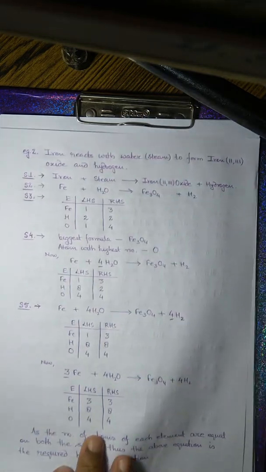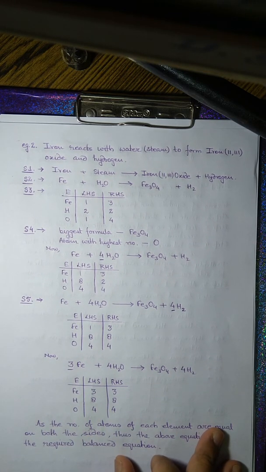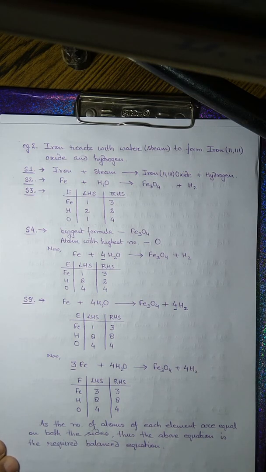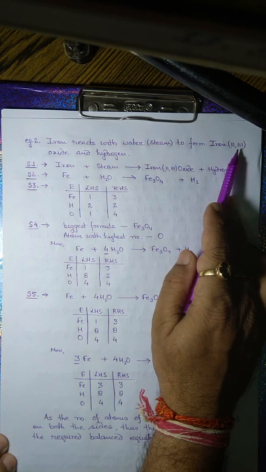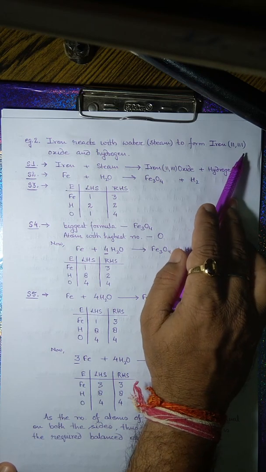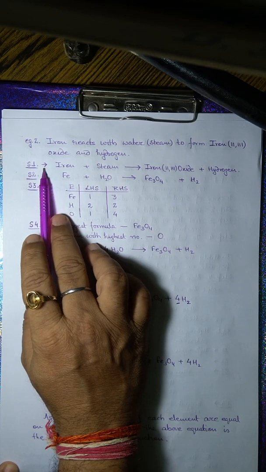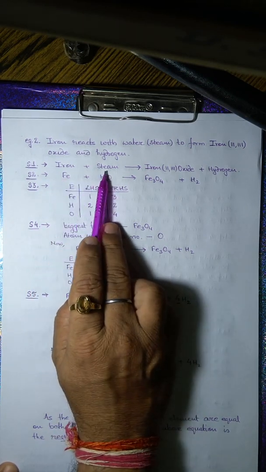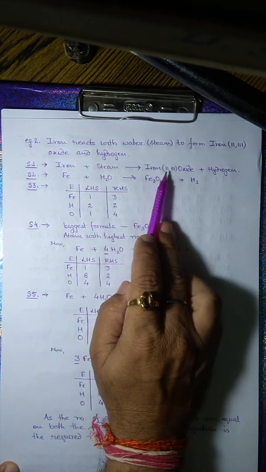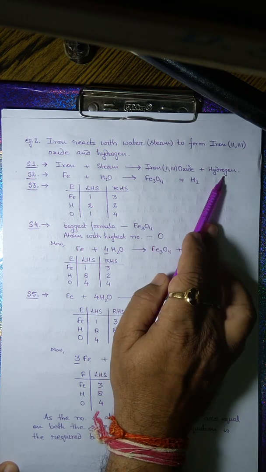Example: iron reacts with water to form iron 2,3 oxide and hydrogen. Iron shows variable valency; iron is a transition element, it shows variable valency. Now here step 1: iron reacts with steam, that is water in the form of steam, gives iron 2,3 oxide plus hydrogen.